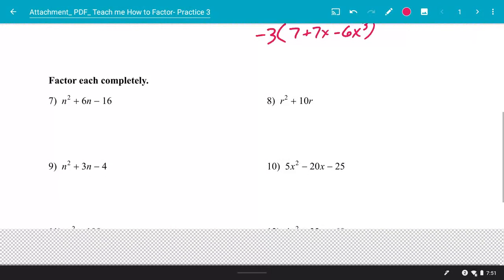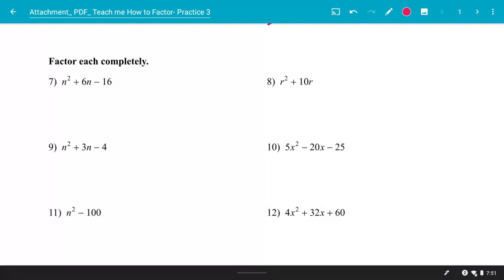The next section I am factoring completely. This number 8 looks a little hinky, but I always look for a GCF first, and here I can see that there's an R. That leaves me with R plus 10.